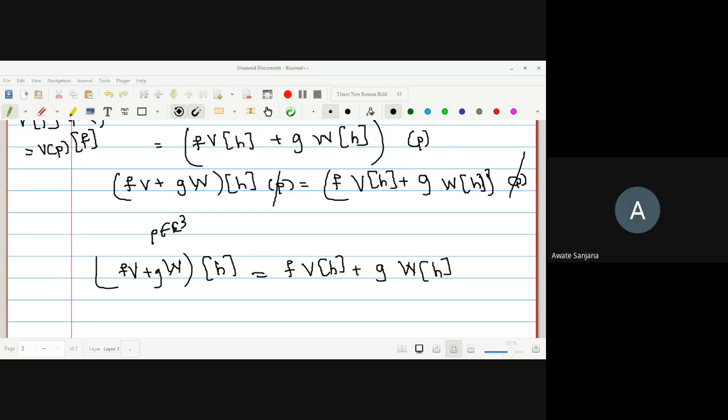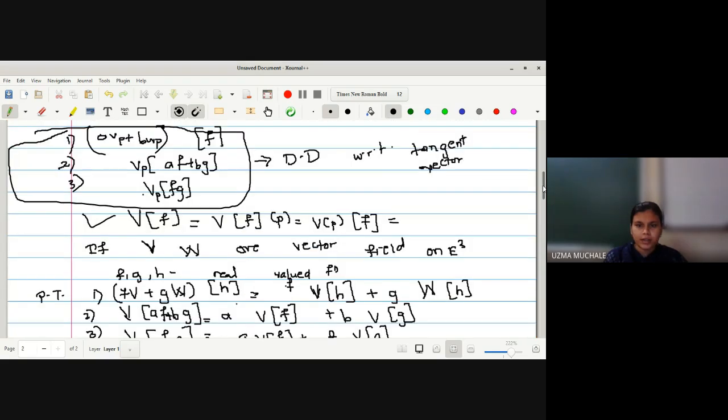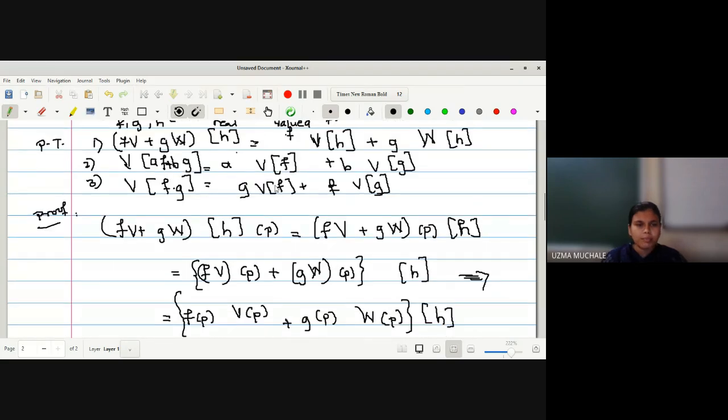No, ma'am. Okay, just try to understand the steps at every point, then only you can understand what we have done. Let me start with the first one. What is given to us? We want to prove the three properties. What are the three properties? First, v and w are vector fields. We have to find the linear combination of those vector fields, and we have to evaluate the directional derivative of your real valued function h.